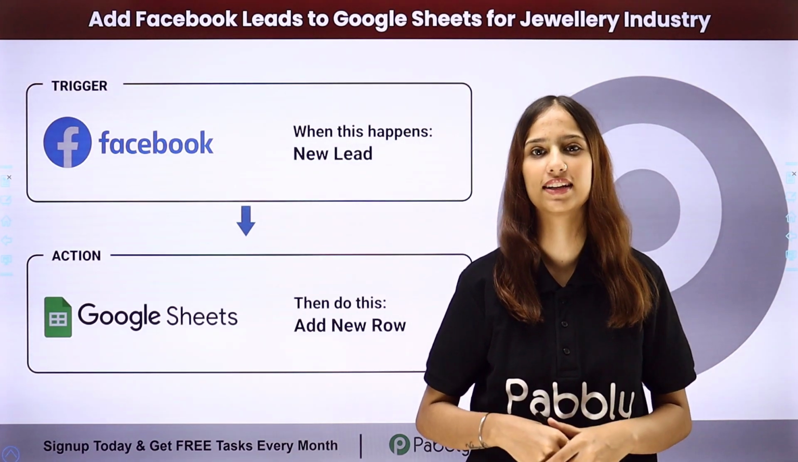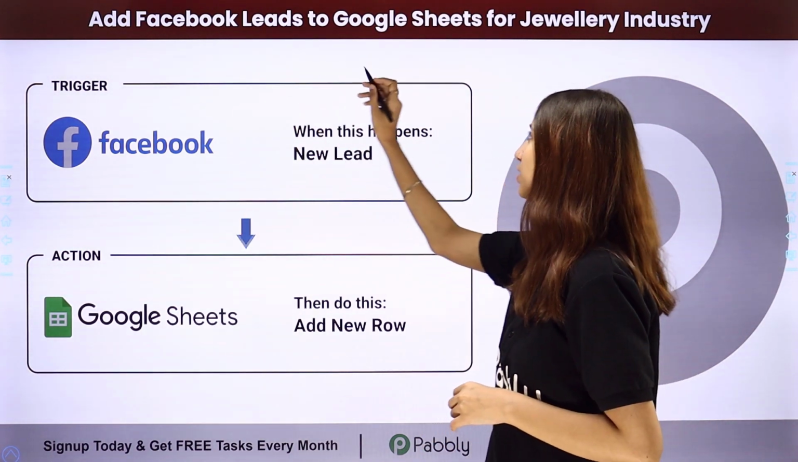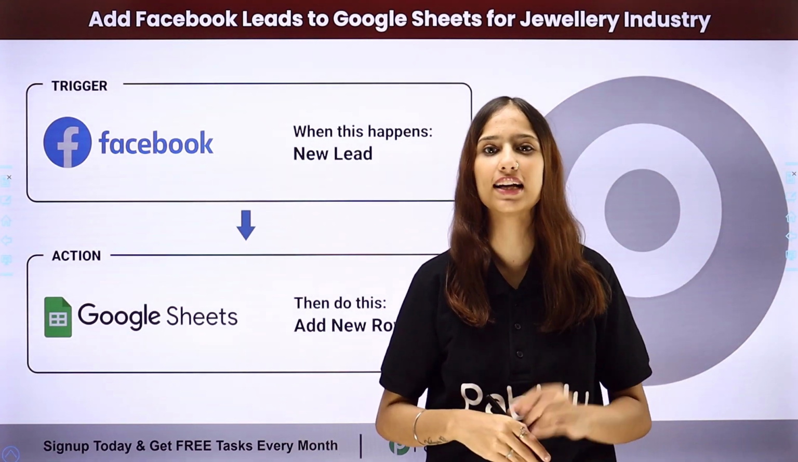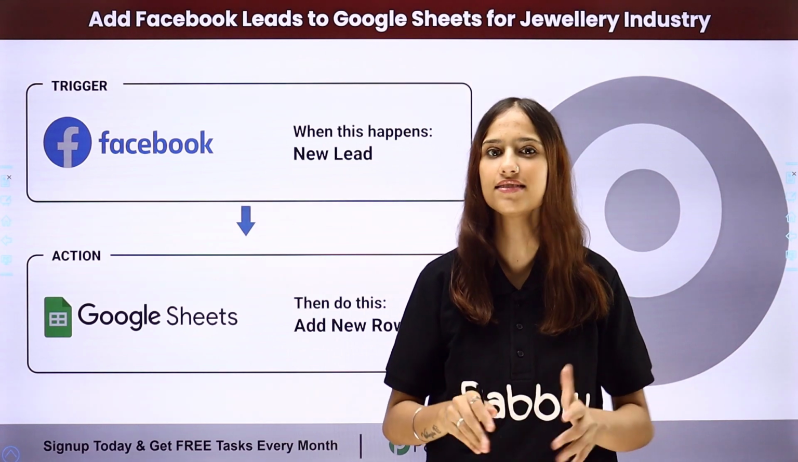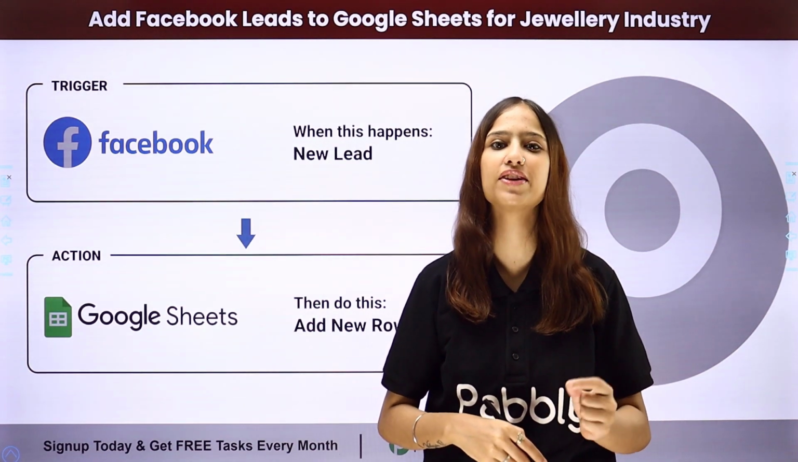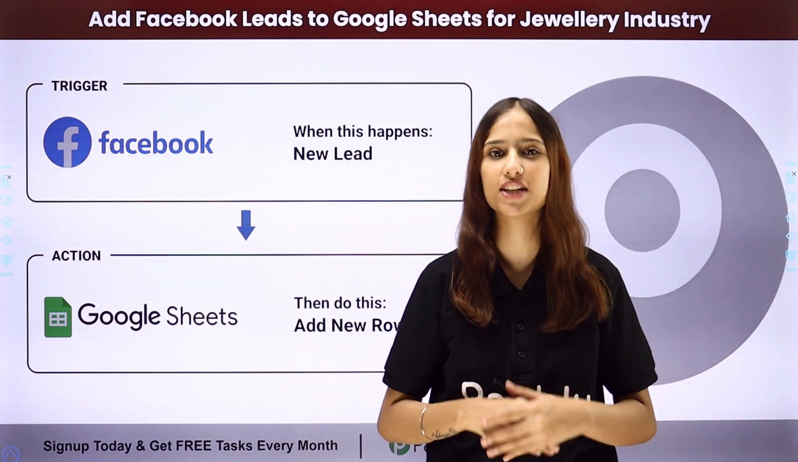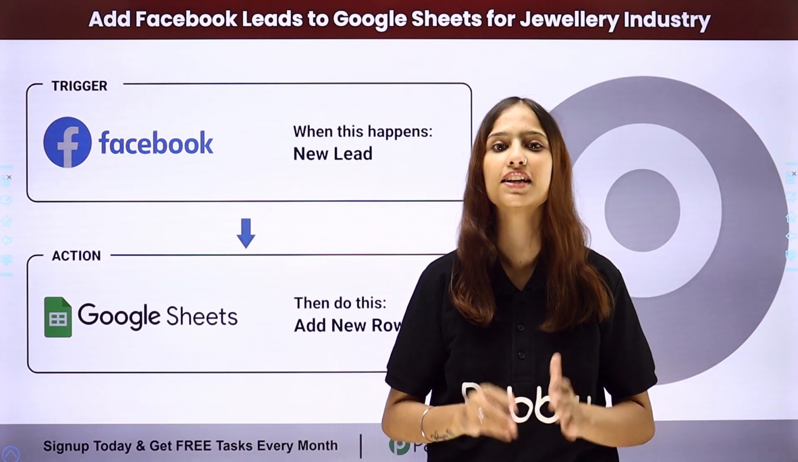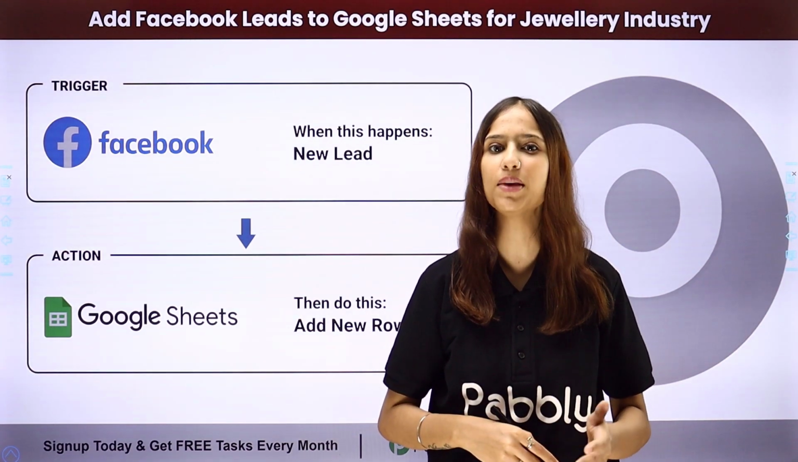So in today's video we will understand how to add Facebook leads to Google Sheets for jewelry industry. So here let's assume that I have a jewelry store, and as this is the festive season, I'm promoting my jewelry store with the help of Facebook lead ads. So here my objective is that whenever I receive a new lead through Facebook lead ads, then I wish to add the lead details in my Google Sheets.